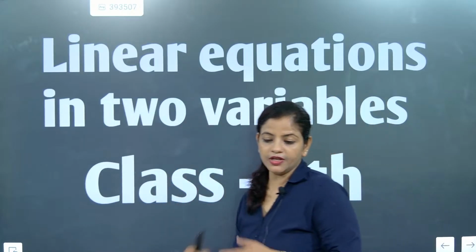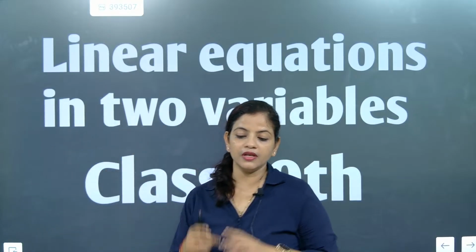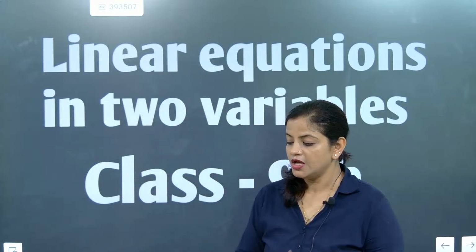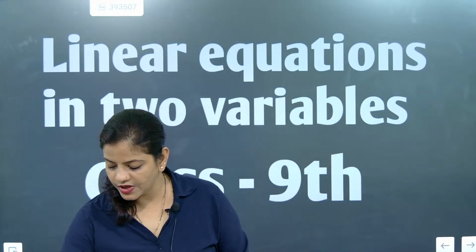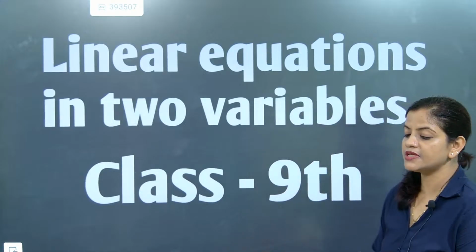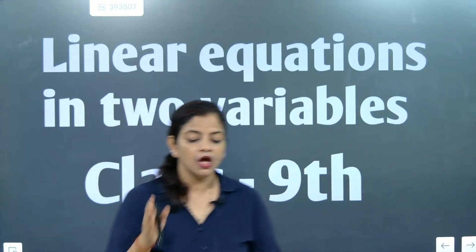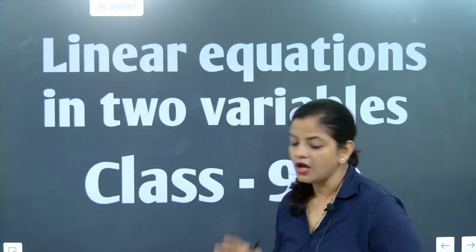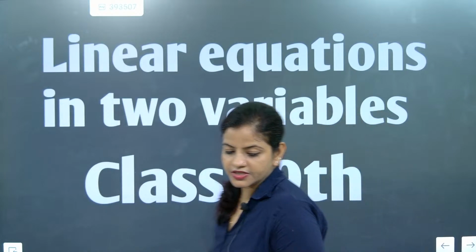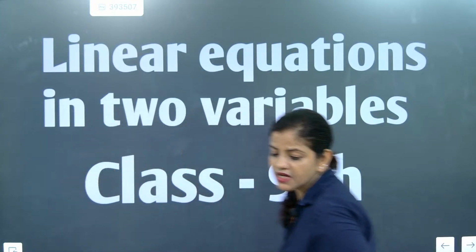Today I'm going to start a new chapter, linear equation in two variables. Linear equation in two variables means it is exactly connected with two variables. What are the two variables? We can take any two variables, such as the x-axis and y-axis content. We are going to start that work only.